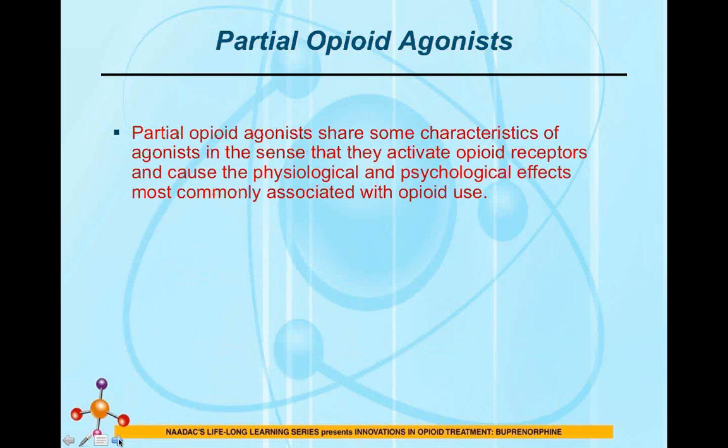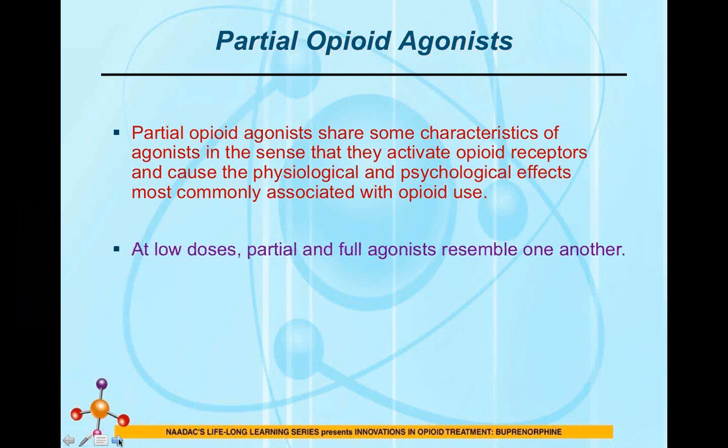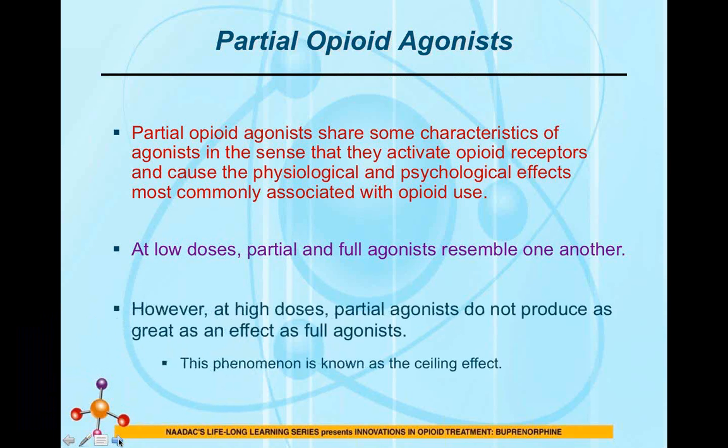So now let's talk about partial opioid agonists. Partial opioid agonists share some of the characteristics of agonists in the sense that they activate opioid receptors. And if they activate the opioid receptors, they're going to cause those same physiological and psychological effects that we talked about in red on those first few slides, which are most commonly associated with opioid use. At low doses, partial agonists and full agonists resemble one another. But this is how they're different. At high doses, partial agonists do not produce as great an effect as full agonists. This is a phenomenon known as the ceiling effect.